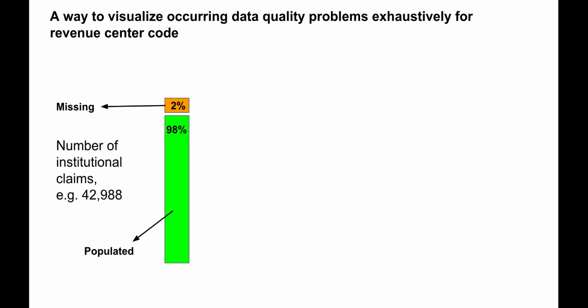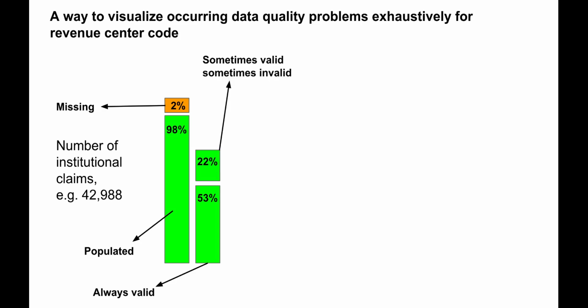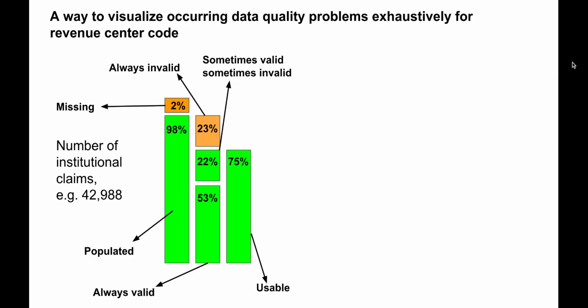And all the claims that have a populated revenue center code can be broken down into claims for which revenue center code is always valid, or claims for which revenue center code is sometimes valid and sometimes invalid, and claims for which revenue center code is always invalid. And by invalid, I mean that the revenue center code in the claim, or one of the revenue center codes in the claim, is not a standard value for revenue center code. And obviously, the sum of the claims with always valid and sometimes invalid revenue center code are the total claims that have usable revenue center codes.